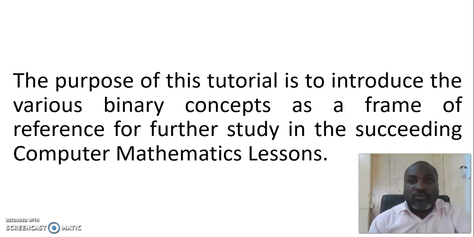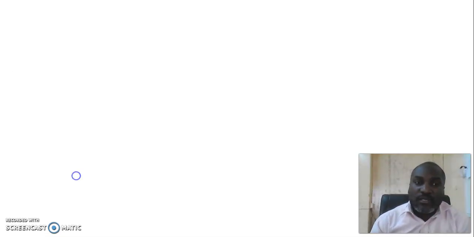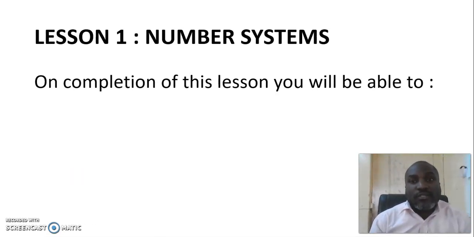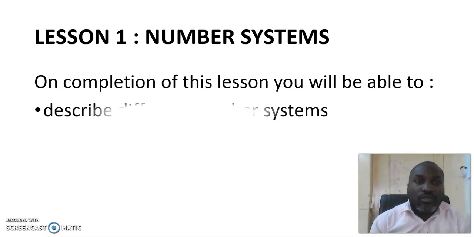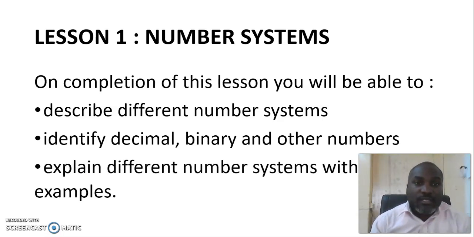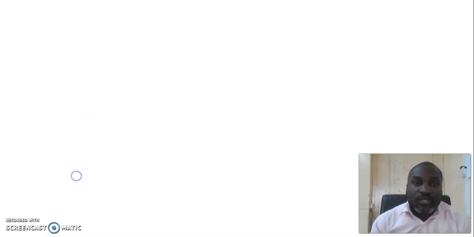Now, the purpose of this tutorial is to introduce the various binary concepts as a frame of reference for further study in the succeeding computer mathematics lesson. On completion of this lesson, you will be able to describe different number systems, identify decimal, binary, and other number systems, and explain different number systems with examples.